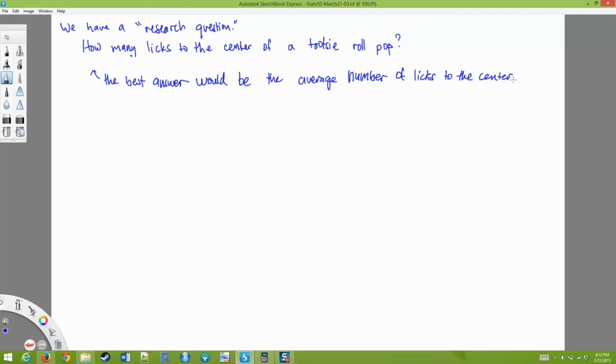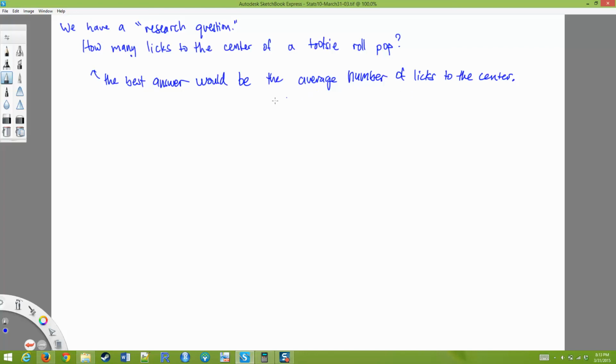To the center, okay? And this is the average of what? The average number of licks to the center. When we're talking about an average, we're asking the average of what? Average means you're taking the average of several numbers or many numbers. What are we taking the average of here? But how, of what? The 60 pops or of what? What are we going for?